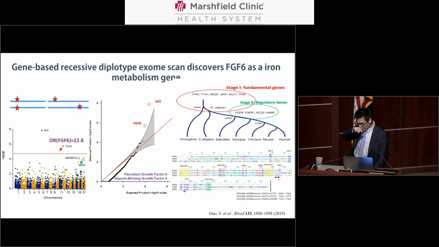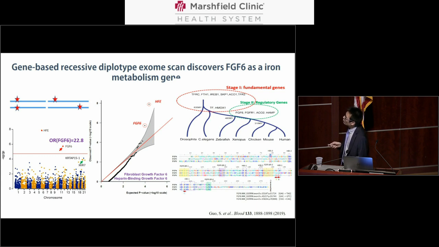Later I conducted another project called gene-based recessive diplotype exome scanning, and we identified the FGF6 gene as a hemochromatosis gene. This project is exactly what I conducted here. With the PMRP data, we found that the traditional GWAS study just uses a loci by loci approach, but if you use a compound hierarchical approach, you can find more recessive genes, and that is exactly what we've done.